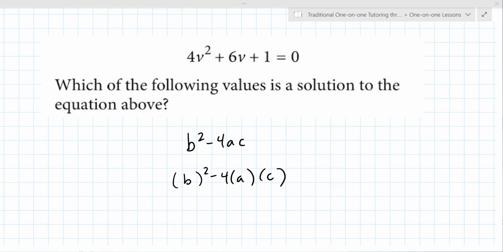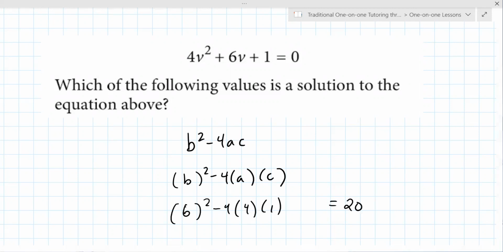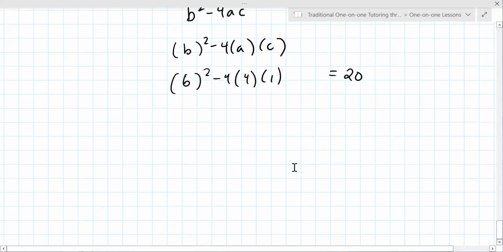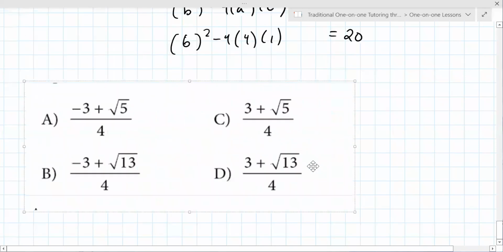Is it 20? So your b is 6 squared, right? Minus 4 times 1. So yes, it is 20. Very good. Like all the strategies we talked about, I'm going to snip in the answers. You'll find that sometimes they work, and sometimes they kind of work, or you guess a little bit. So here are the answers.